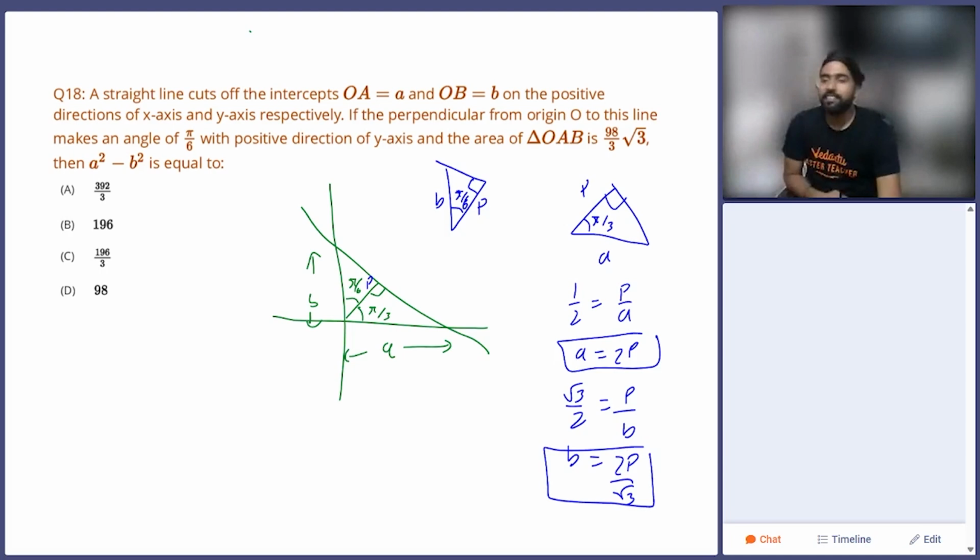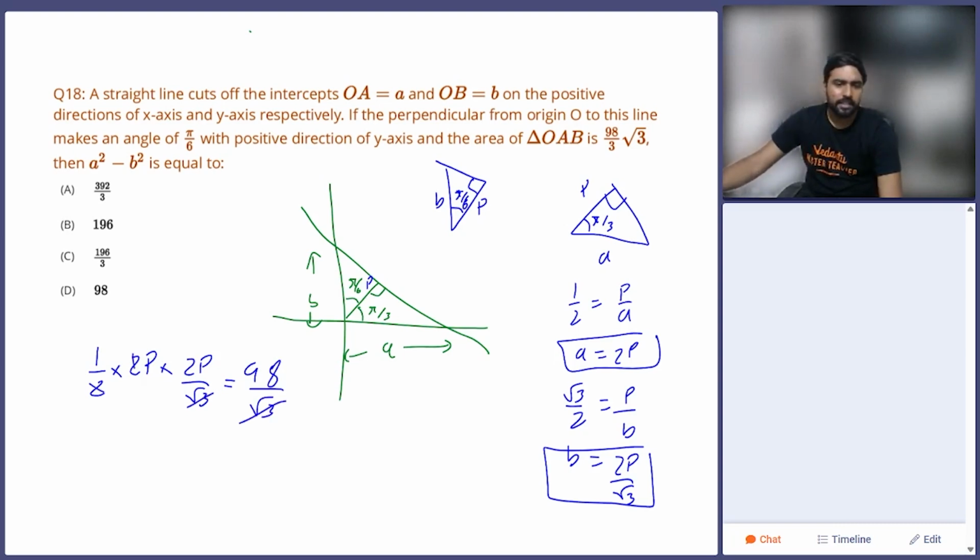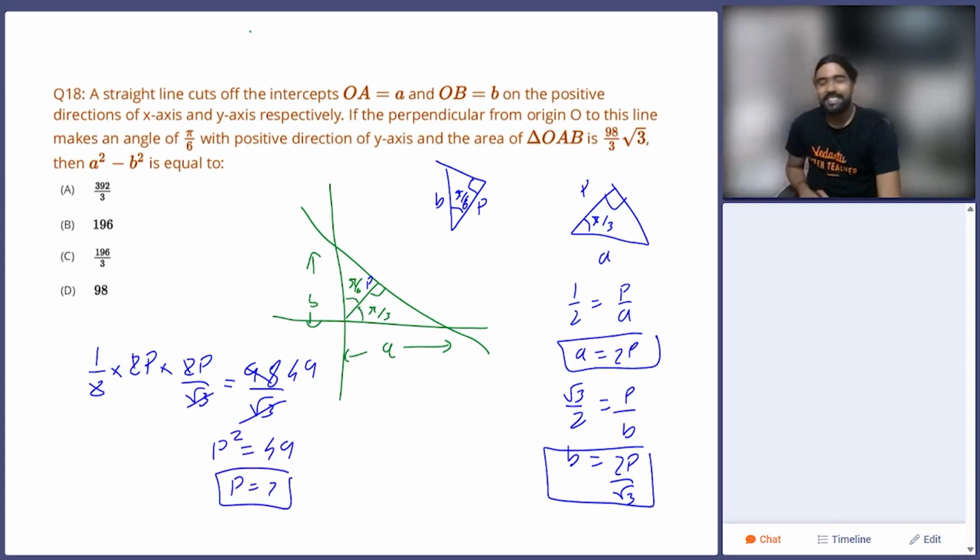Now, if the area is given to you as 98 root 3 by 3, can I say that the area is nothing but half into a into b? A is equal to 2p, and b is equal to 2p upon root 3. This is equal to 98 upon root 3, right? You can cancel these two, you can cancel these two, you can cancel these two, and you have p square equals 49. P equals 7, as it's the distance.